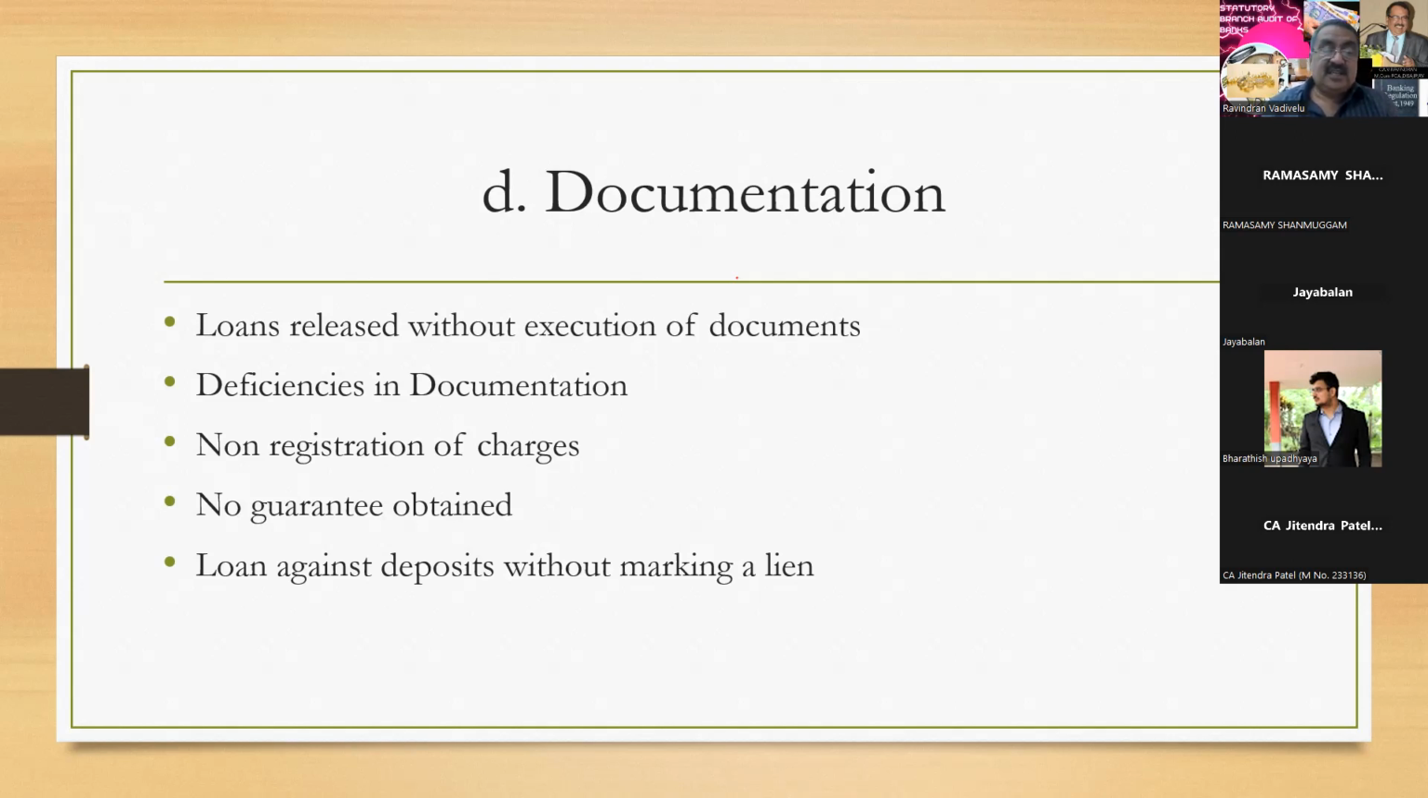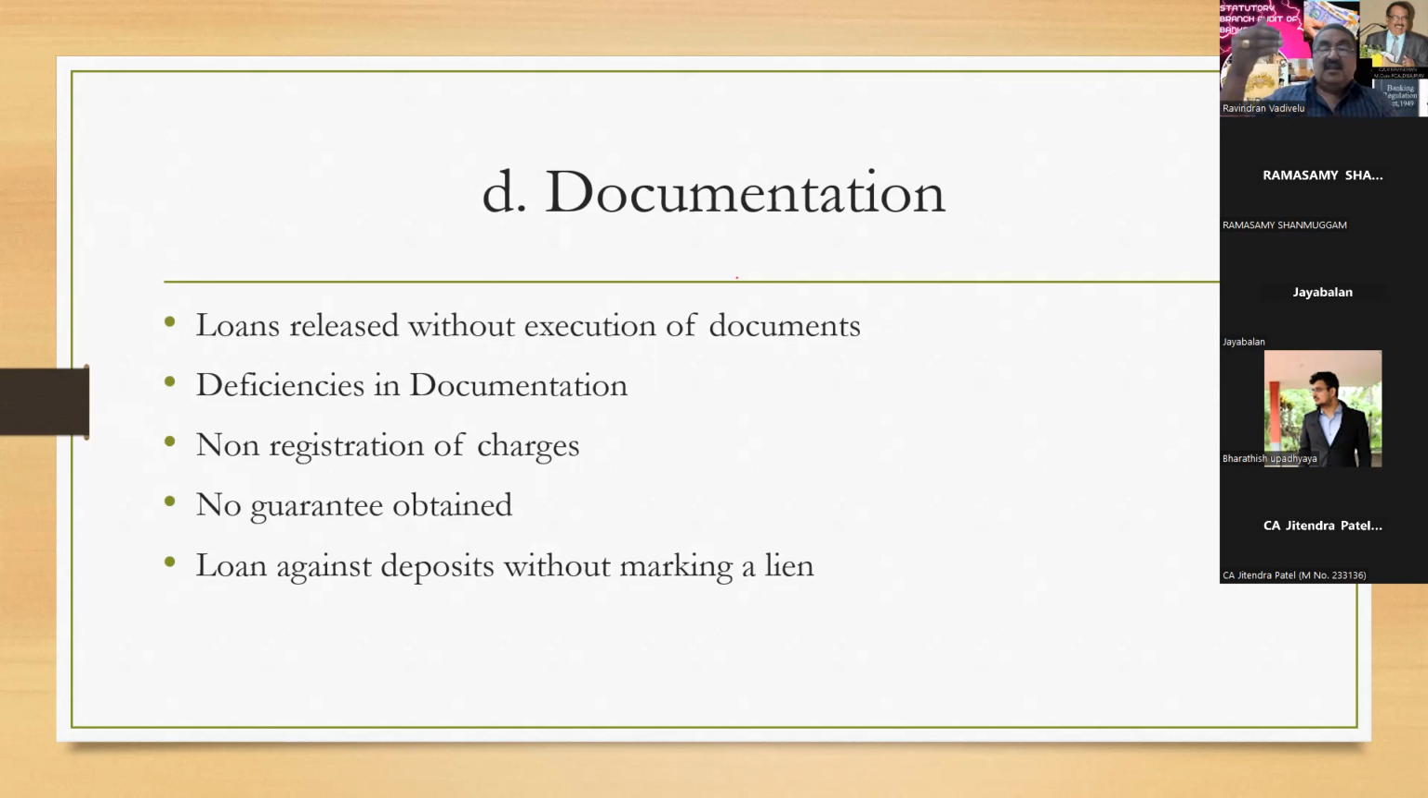Another thing is loan against deposits without marking a lien. Nowadays it is not possible, but if it is a manual system, it is possible. Sometimes I have even heard that with online lending it is possible that the lien is not created against the deposit. So as an auditor, if you find any loan against a deposit, you have to see whether the original deposit receipt is with the bank and the deposit receipt is properly discharged, and whether the lien is marked in the system. These are the things that you have to see.